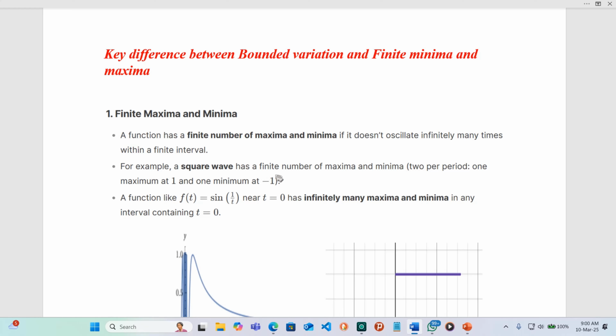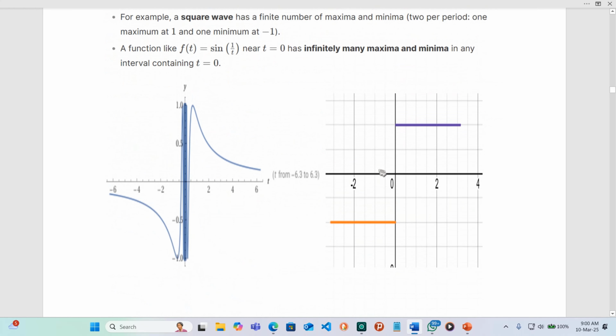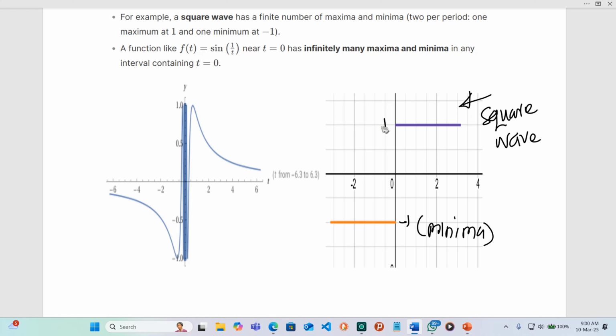For example, a square wave has a finite number of maxima and minima, 2 per period. One maxima at 1 and one minima at -1. You can see this is a square wave. So you have at -1 a minima and at 1 a maxima. And the range is, for example, let's take an example from, let me say, -3, 0, maybe 3. So over that period, we have a finite number of maxima and minima.